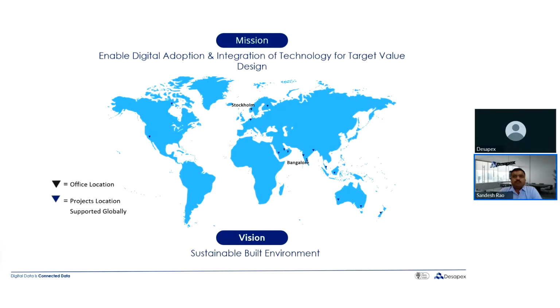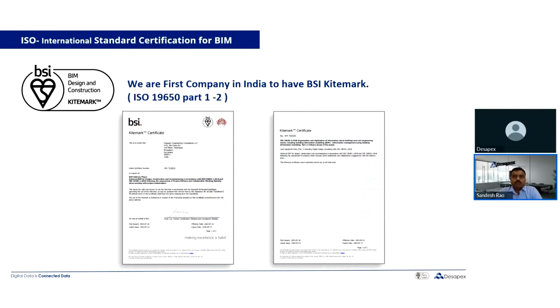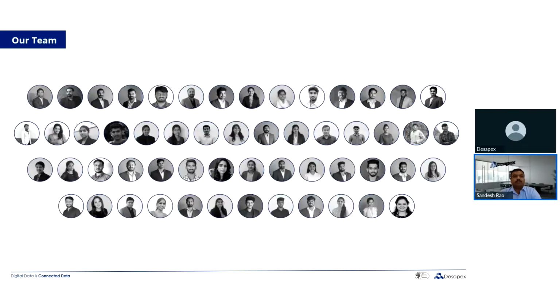Disrupts as an organization is headquartered in Bangalore, and we are also located in the European region, headquartered in Stockholm. Globally, we are present in multiple locations with respect to our projects, spreading from Australia to the Middle East and even to the US. Our mission is to enable digital adaptation and integration of technology for target value design, and we come with a vision of a sustainable built environment. We are the first one in India to have the BSI Kitemark, and we hold even the first one in the world, when we started this.